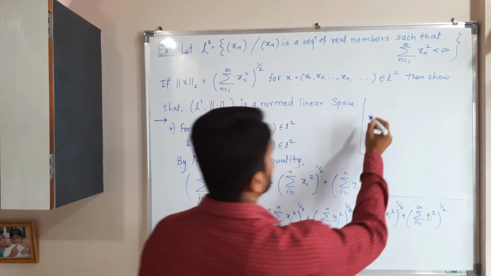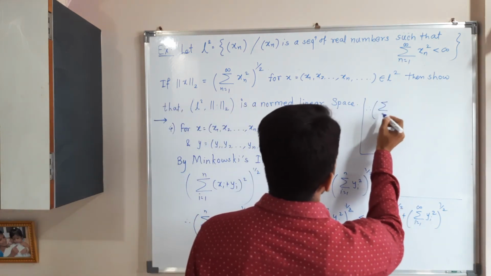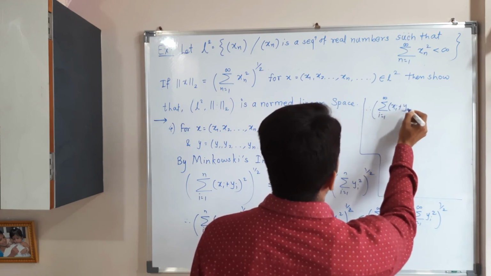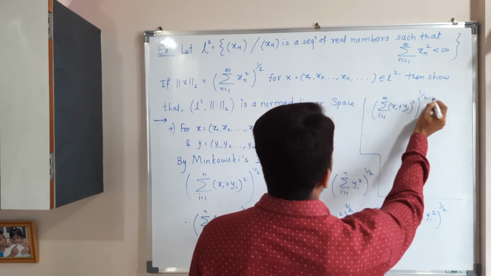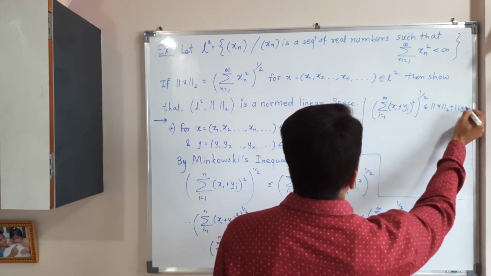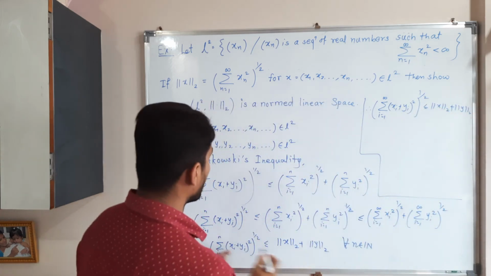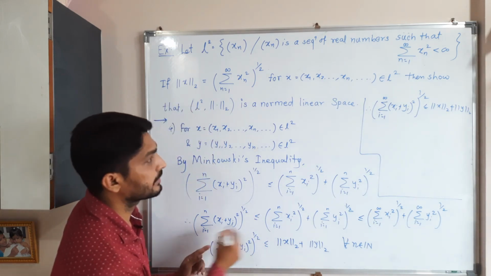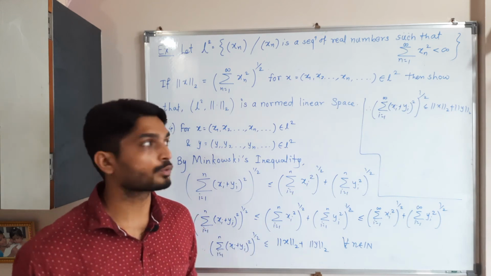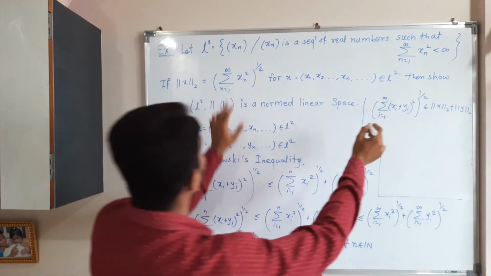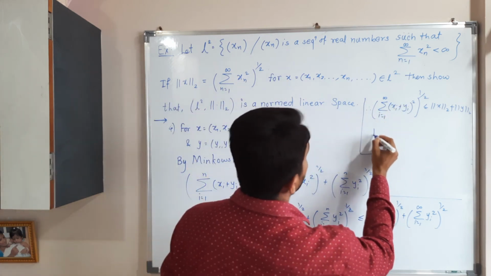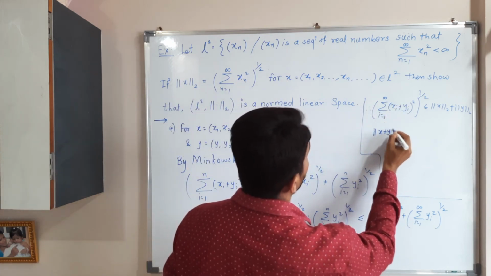Therefore, summation i running from 1 to infinity of (xi plus yi) square raised to 1 by 2 is less than or equal to norm x2 plus norm y2. This is true for each n, no? So here I simply applied the limit and wrote infinity, and then also it is true. This is the definition, the same definition with square raised to 1 by 2. So this is the definition of norm x plus y2.